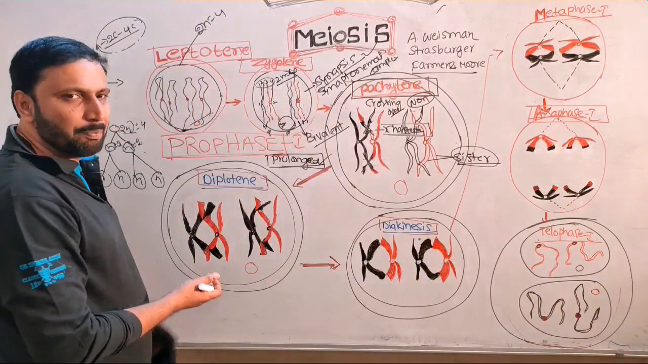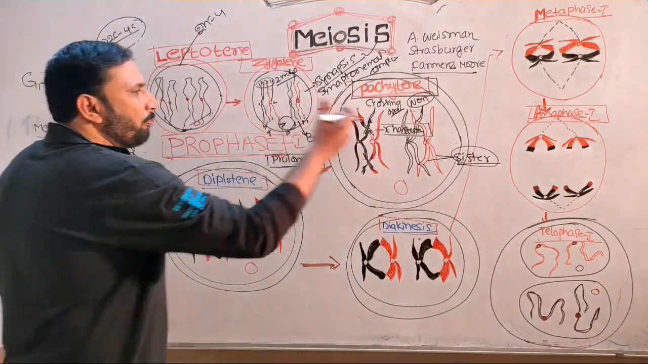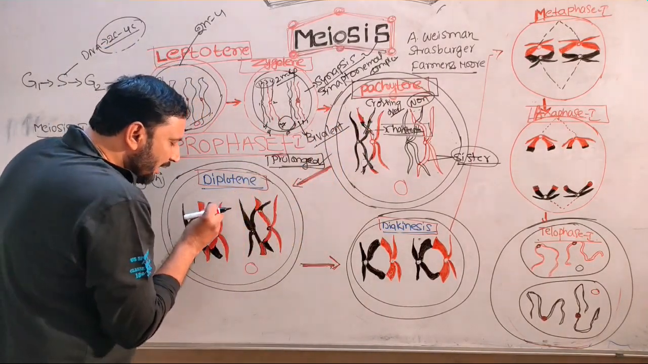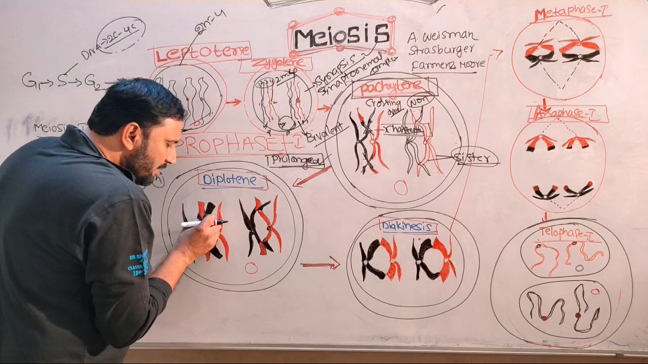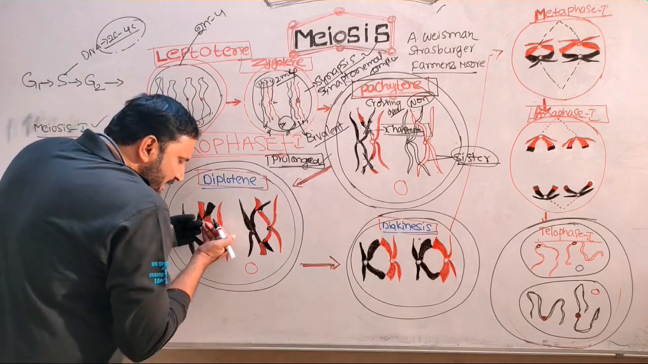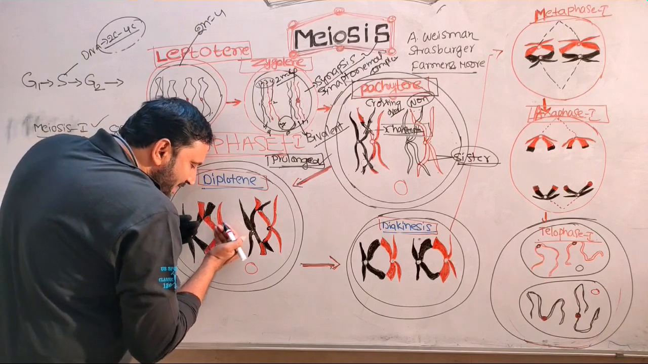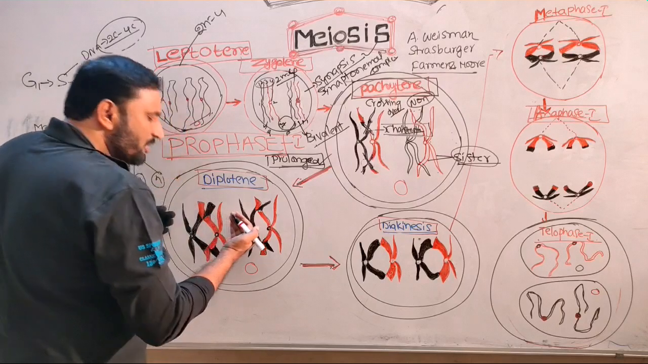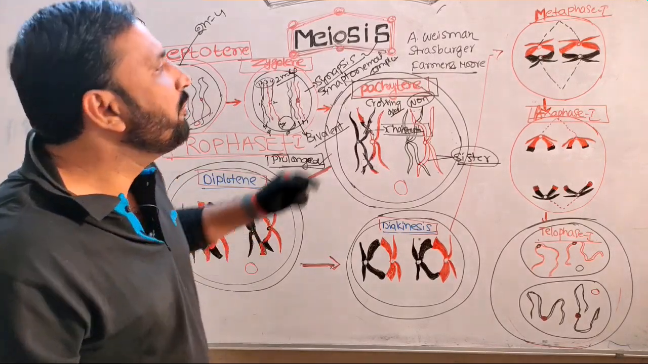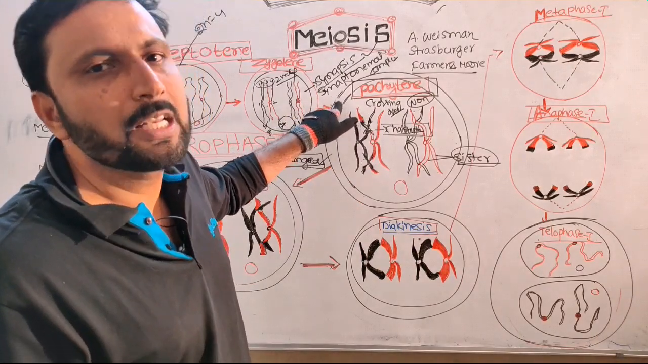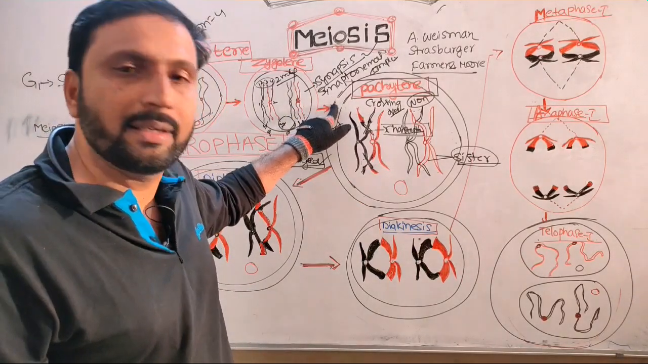Later on, when you go to diplotene, after pachytene, crossing over is over. So that is why here these homologous paternal and maternal chromosomes are trying to separate from each other in the diplotene. They are trying to separate due to weakening of synaptic forces.